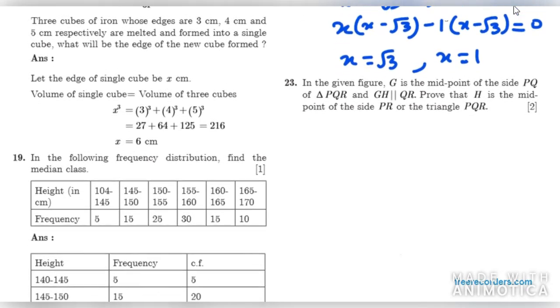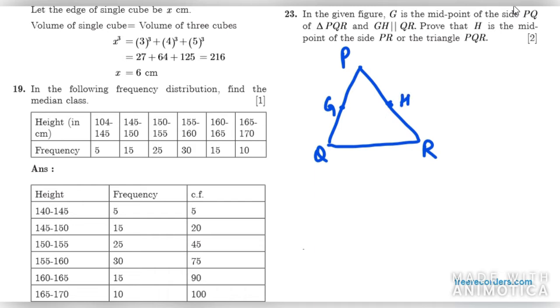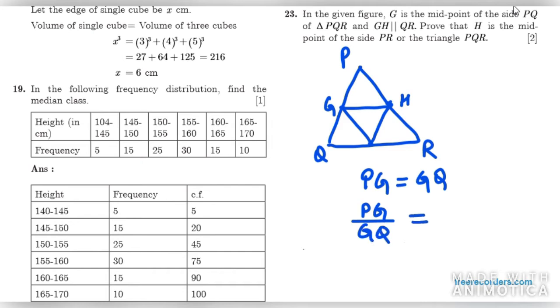Now moving on to next question, that is question number 23. So in the given figure, G is the midpoint of PQ. There is a triangle PQR and G is the midpoint of PQ, putting G here, and H is the midpoint of side. We need to prove that H is the midpoint of the side PR of the triangle PQR. So if G is the midpoint, that means PG is equal to GQ. Now PG over GQ can be written as 1.